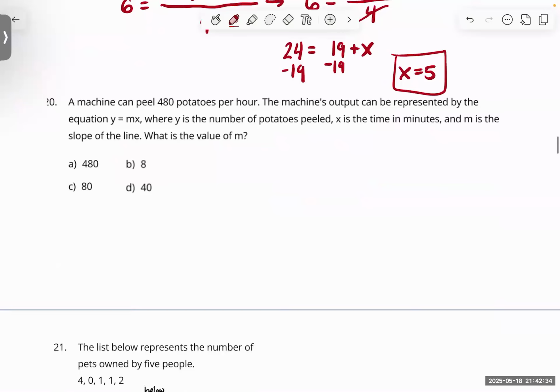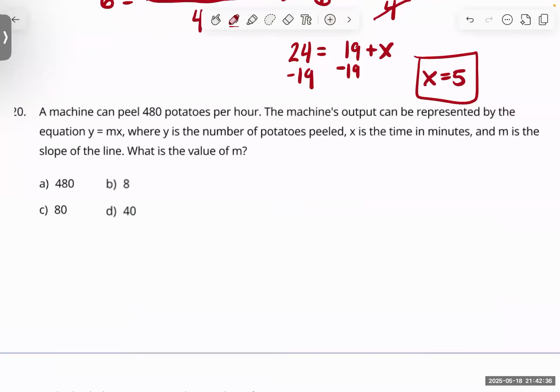Okay, number 20 is a little bit tricky. So a machine can peel 480 potatoes per hour. So I just want to recall that an hour is 60 minutes. The machine's output can be represented by the equation y equals mx, which, recall, is the equation of a line, where y is the number of potatoes peeled, x is the time in minutes. So remember that right now. And m is the slope of the line. What is the value of m?